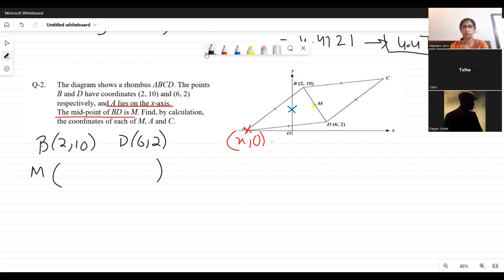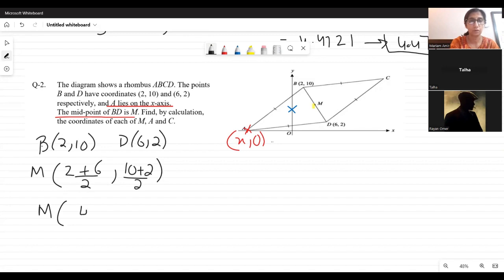It's (x1 plus x2) over 2. Yes, x1 plus x2 divided by 2, that would be 2 plus 6 upon 2, comma, 10 plus 2 over 2. That's correct. So we get 4 and 6. So M is (4, 6). Okay. Now we need the coordinates of A. How do we get that?